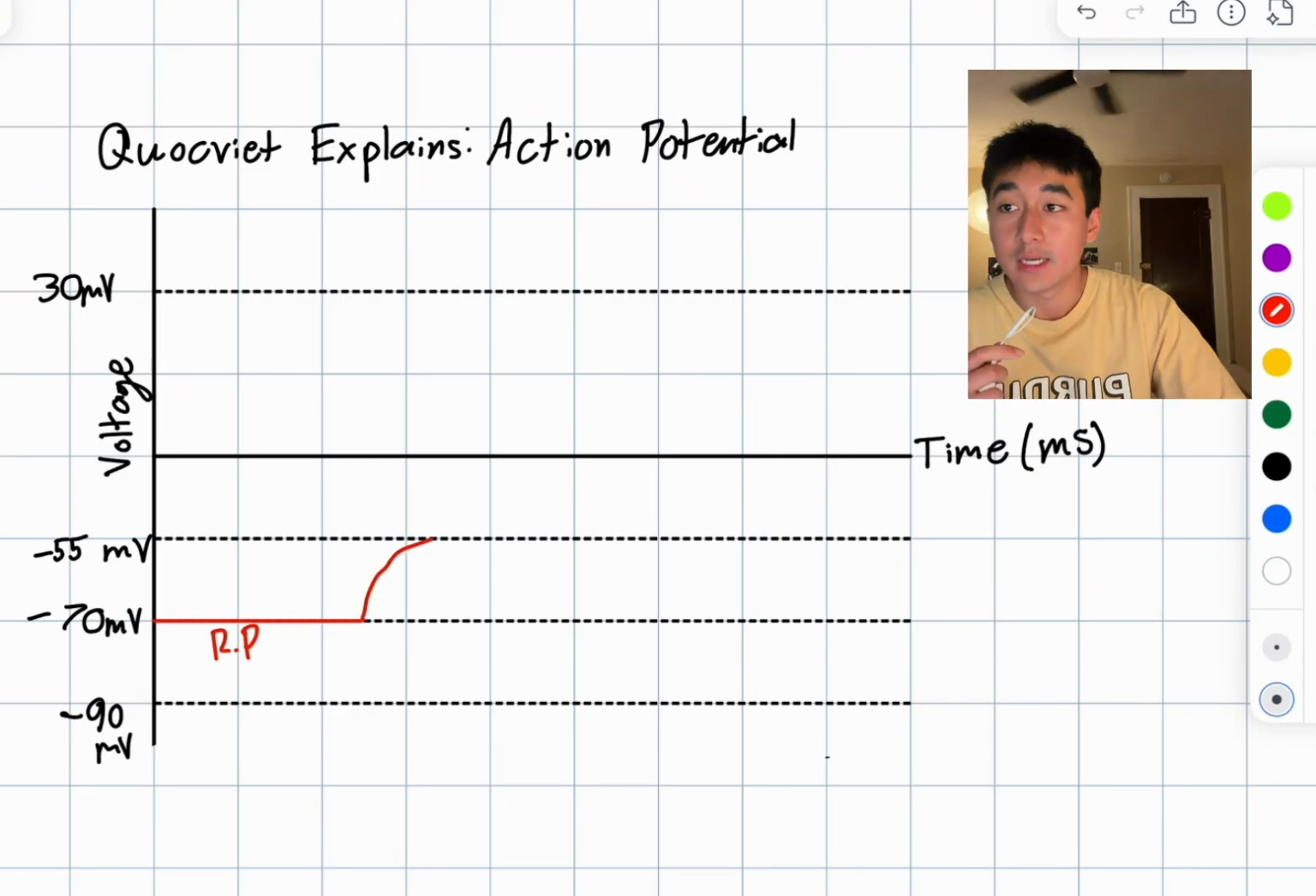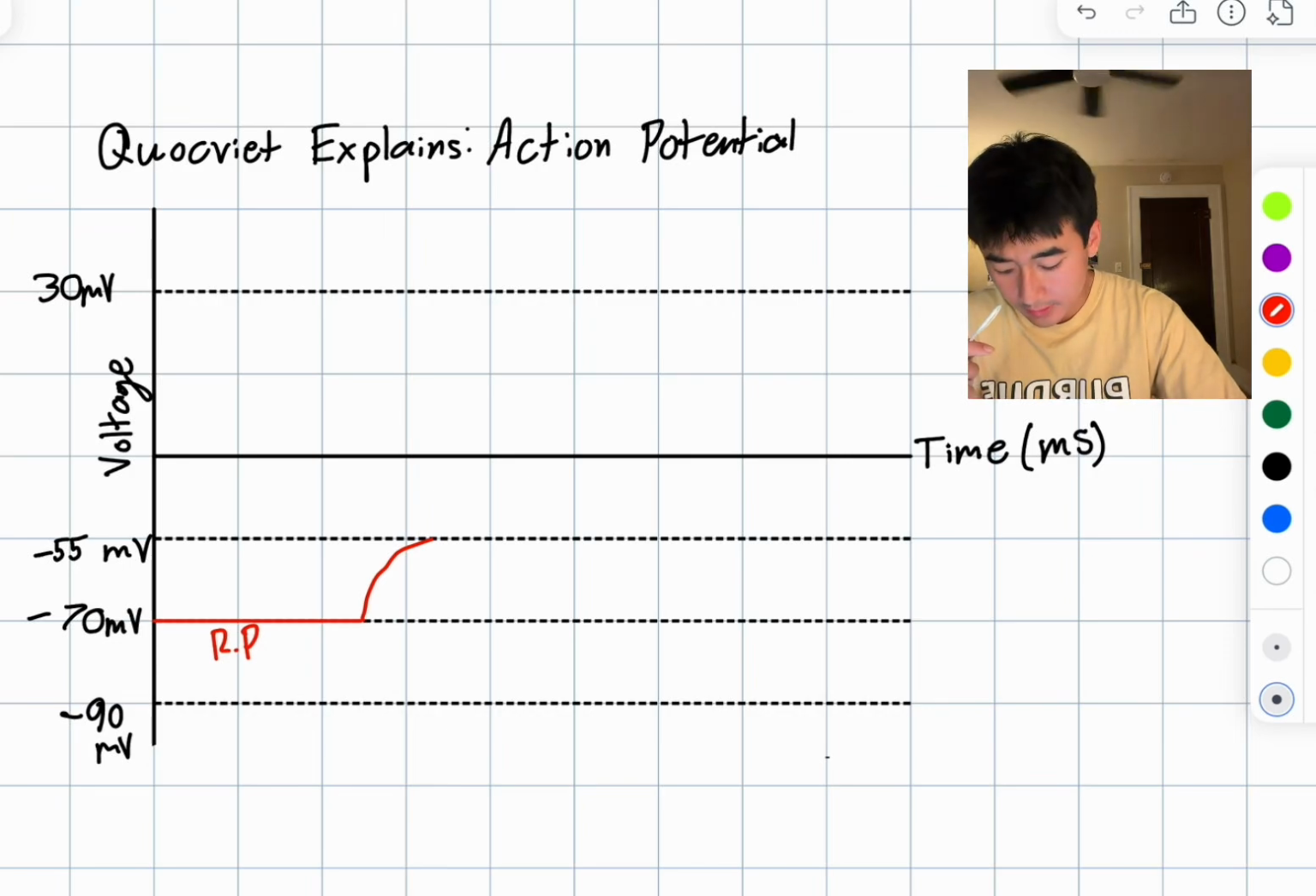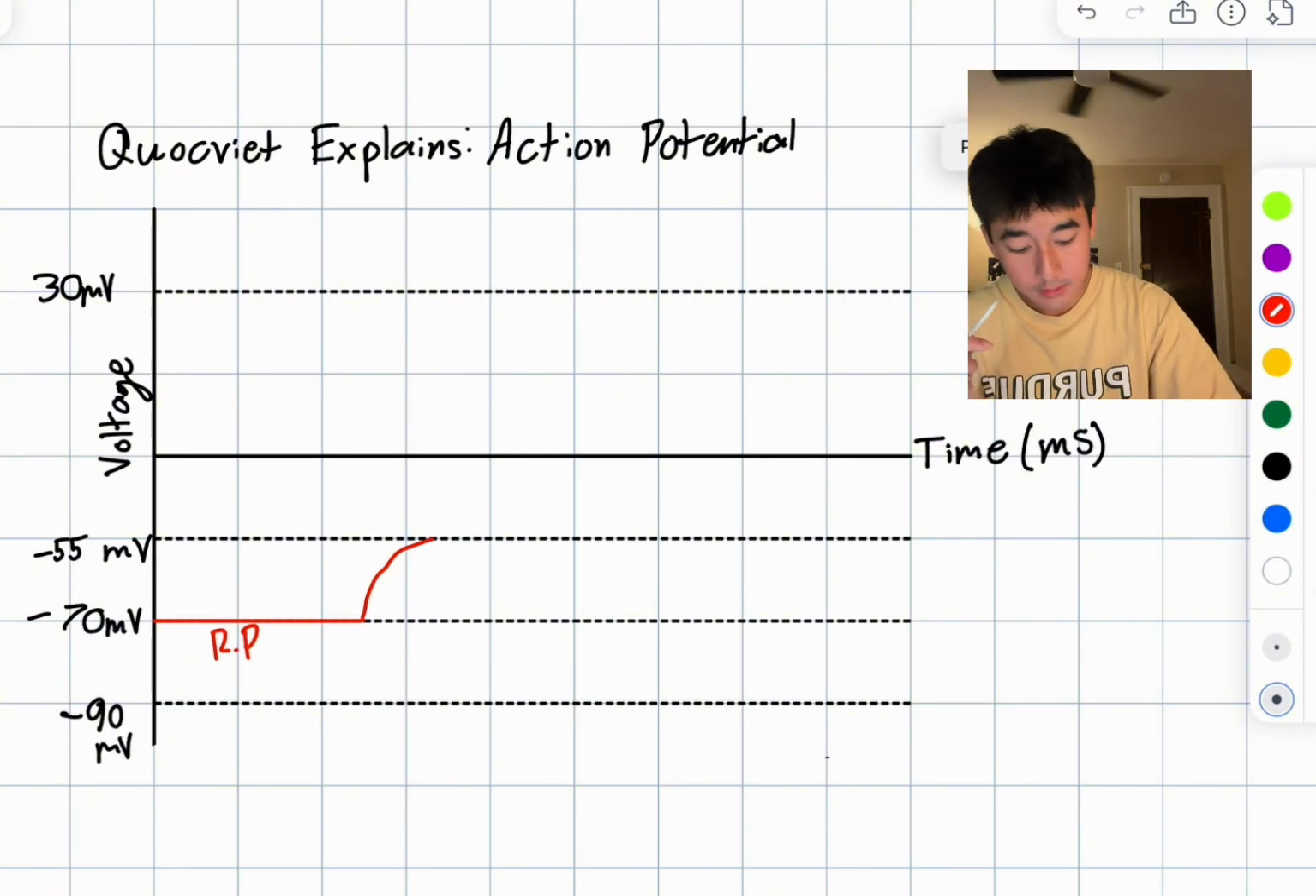And then as a signal reaches the cell, we can see that it jumps up to around negative 55 millivolts. This is called local depolarization, and it's basically like a threshold. So if this is reached, it's like an all or nothing. So if we have a charge that's negative 54, 53, 52, that signal is not going to be sent through. So if we do reach negative 55, we then move on to depolarization.